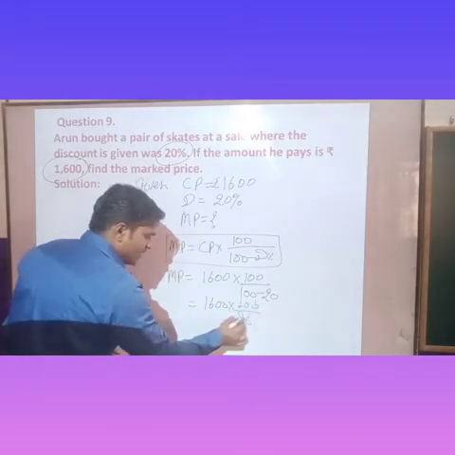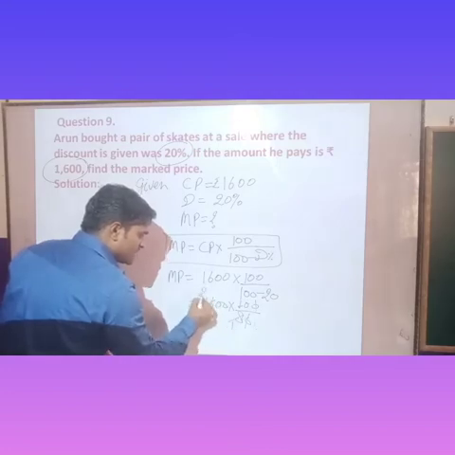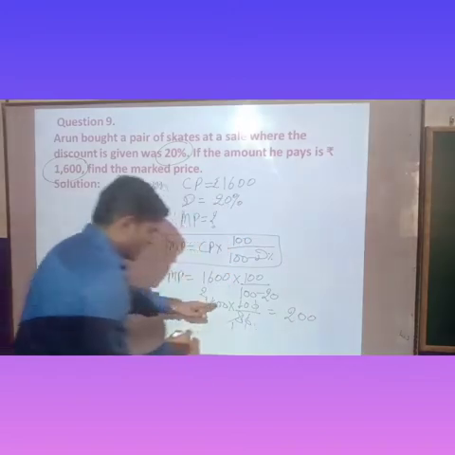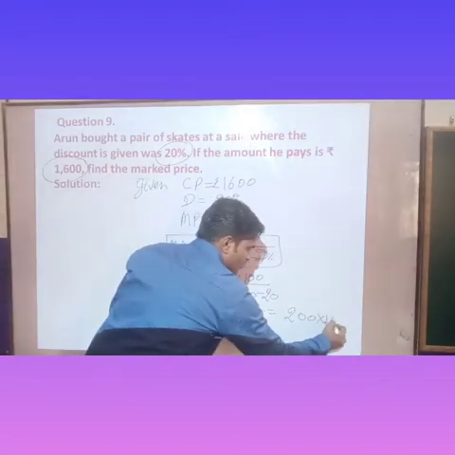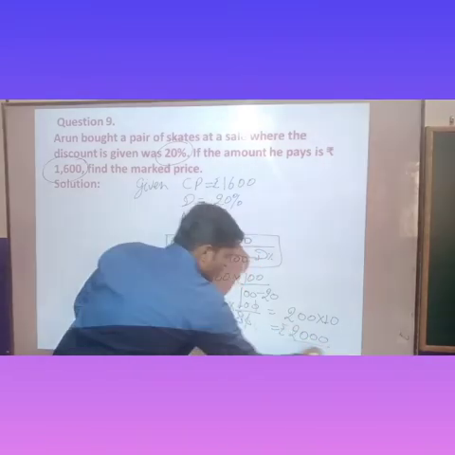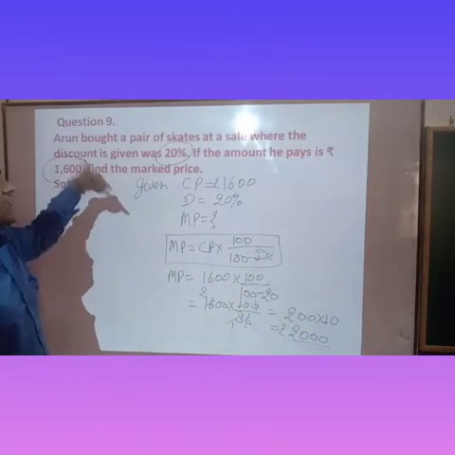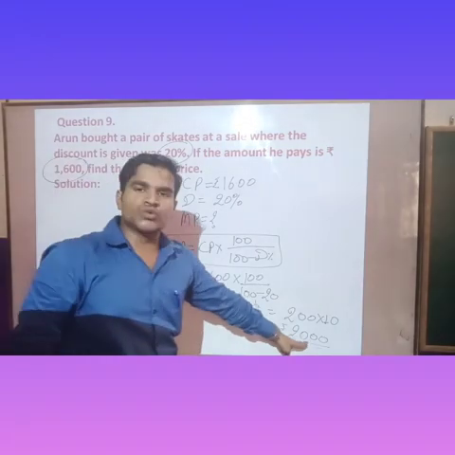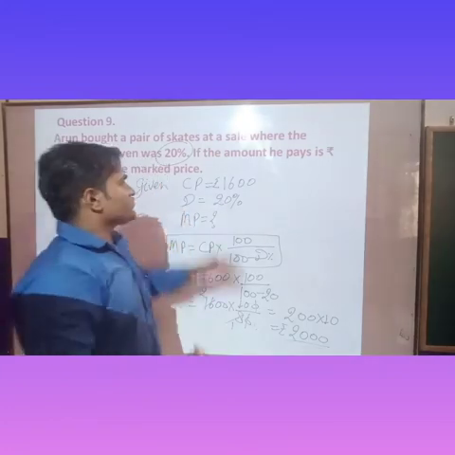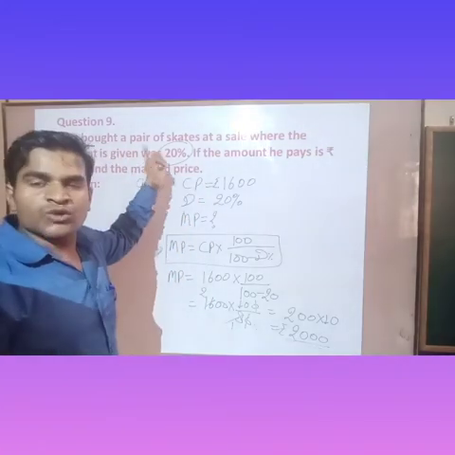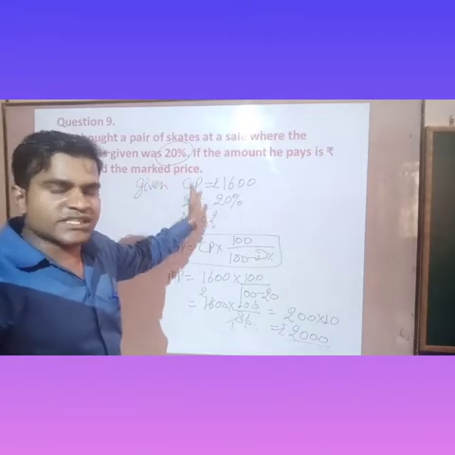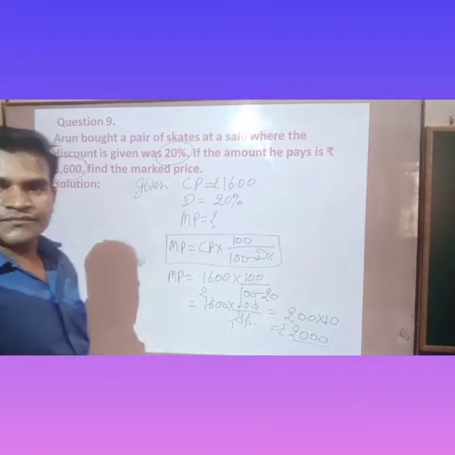The zeros cancel. 8 ones are 8, 8 twos are 16. So we get 200 multiplied by 10, and 200 multiplied by 10 is 2,000. Yes, children. What was the mark price of that article? That was 2,000. So Arun paid 1,600 after a 20% discount.